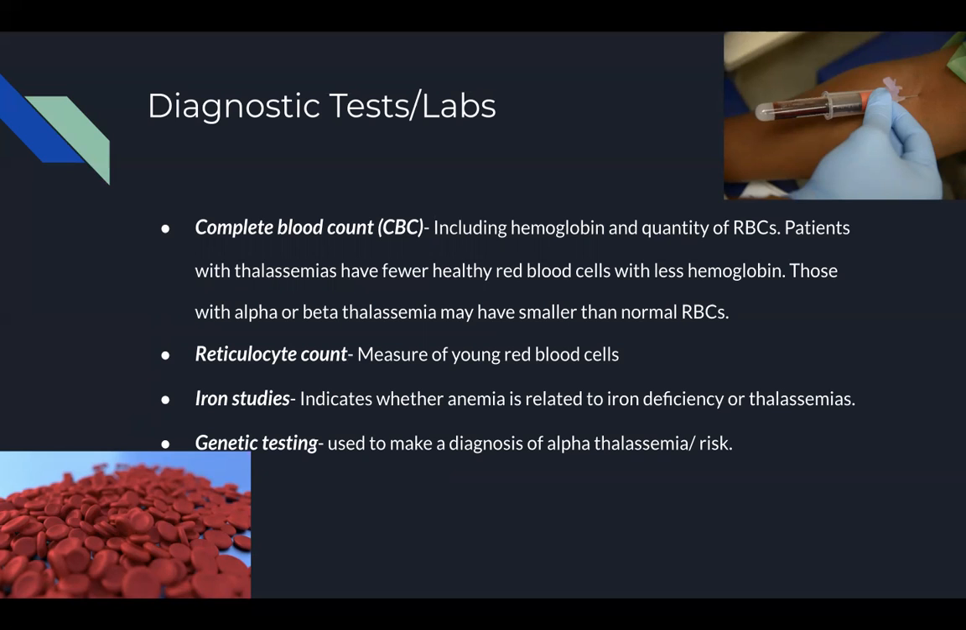Then we'll do some iron studies, which will indicate whether the cause of anemia is iron deficiency or thalassemia. So iron deficiency is not the cause of anemia in people with thalassemias. Then we would do some hemoglobin electrophoresis, which is used to diagnose beta thalassemia, as well as genetic testing, which can also help diagnose alpha thalassemia.